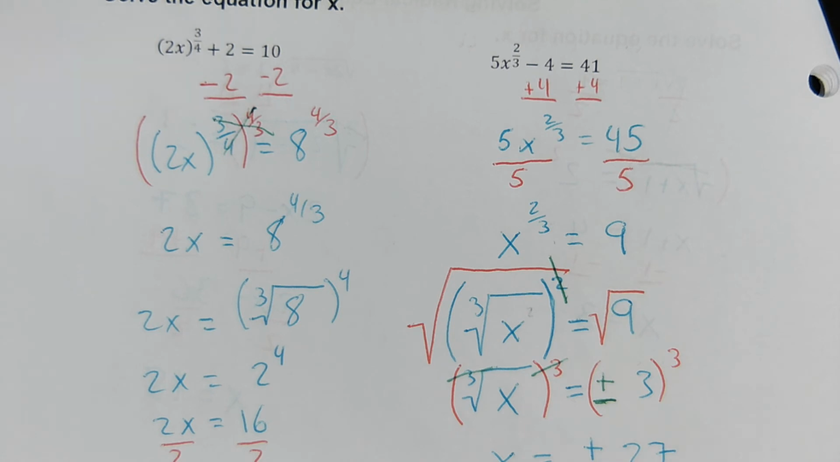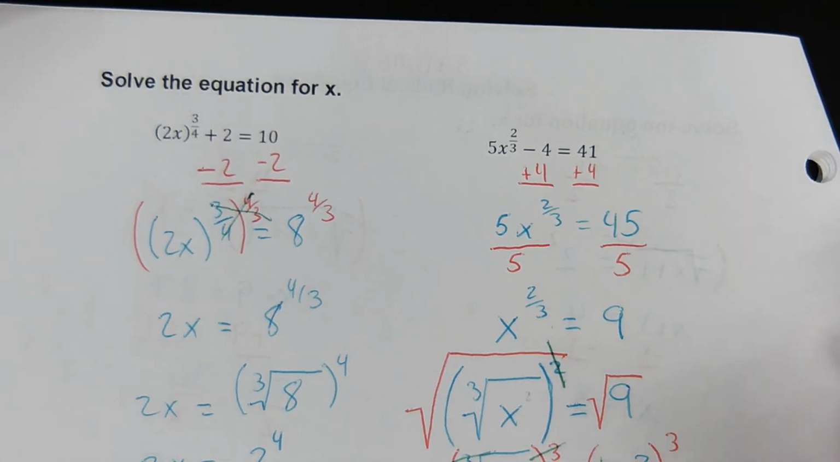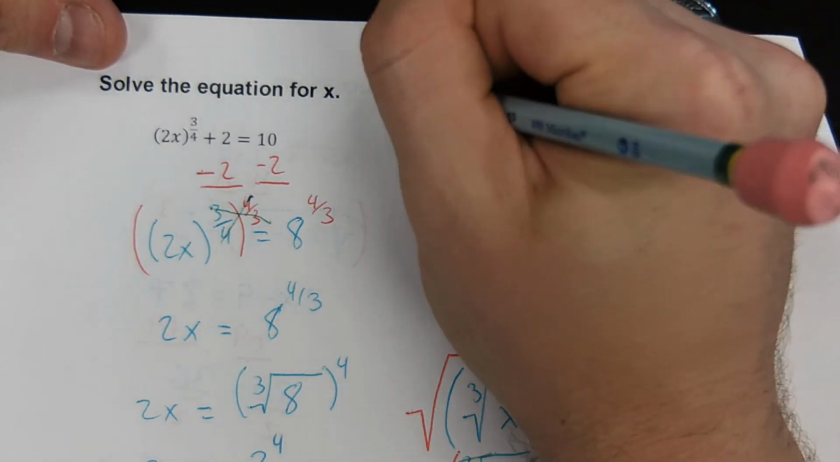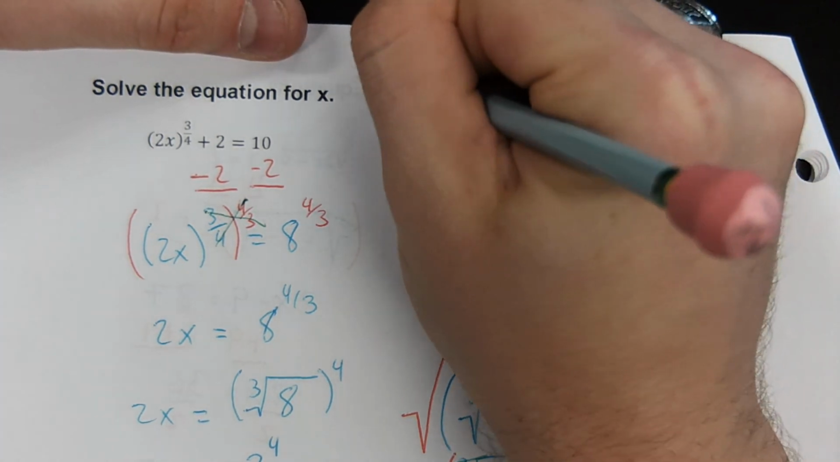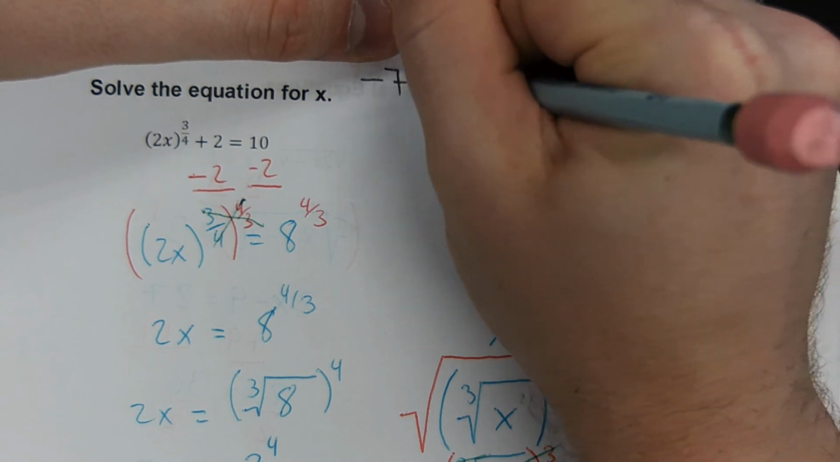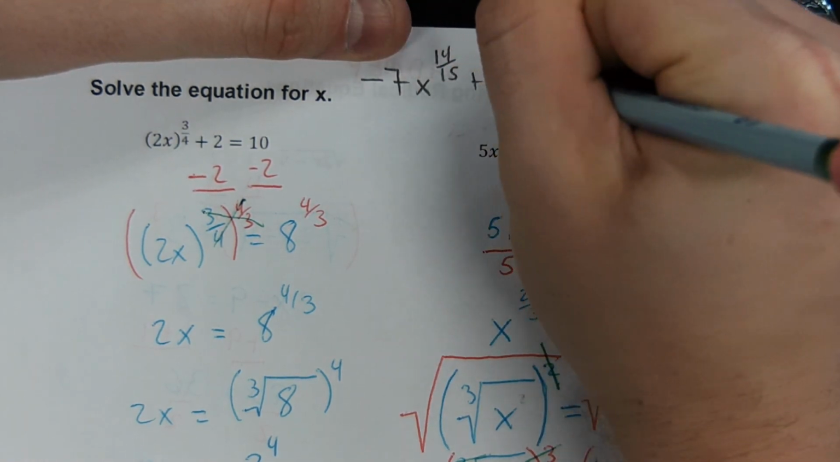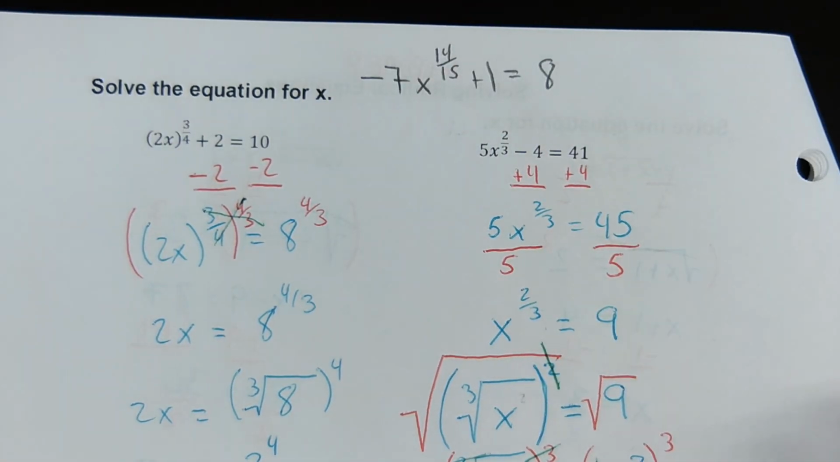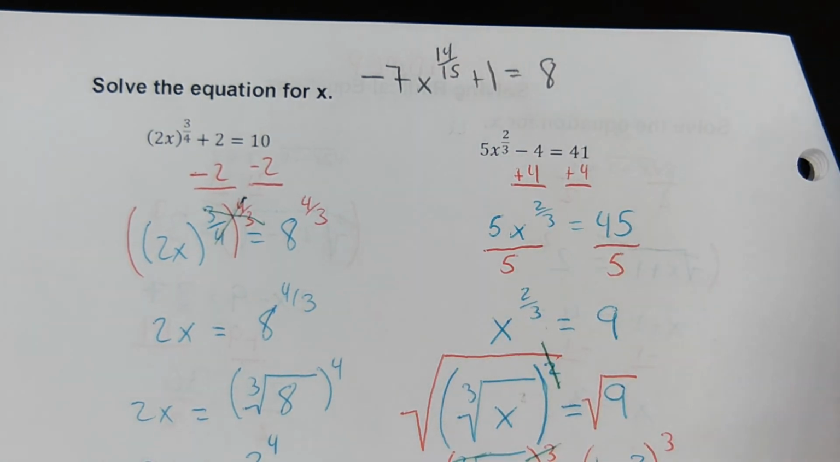For example, if I wrote, I'm just going to make something up, negative 7x to the 14/15ths plus 1 equals 8. I mean, I am just going ham here. I would look at that and go, there's going to be a plus or minus in the answer, because the top of that exponent was an even number. The moment the top of the exponent is an even number, there's going to be a plus or minus in that question.